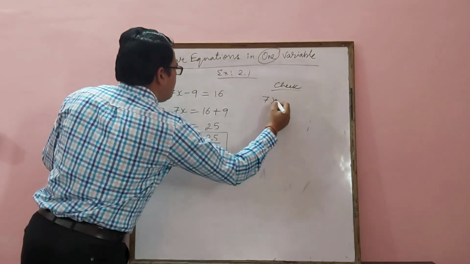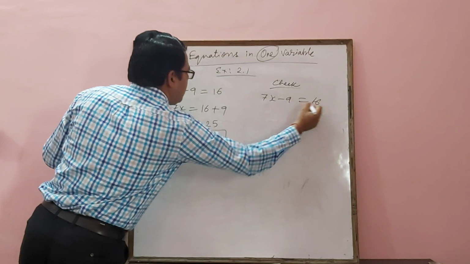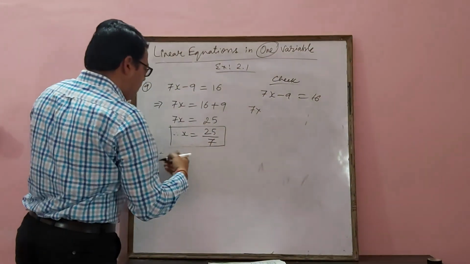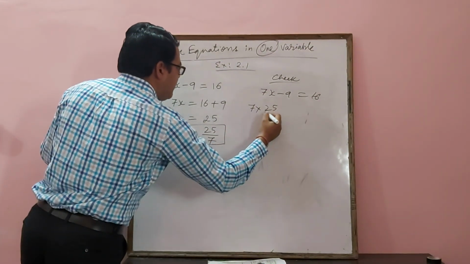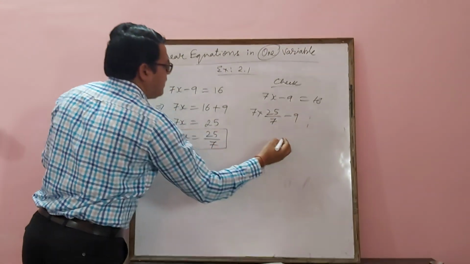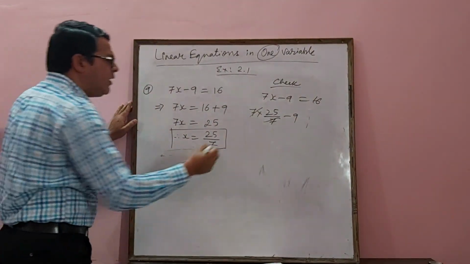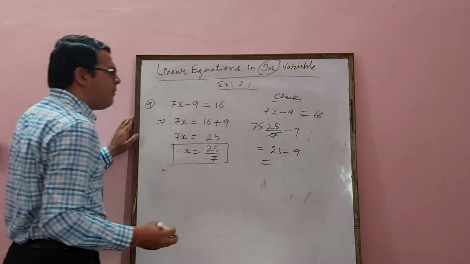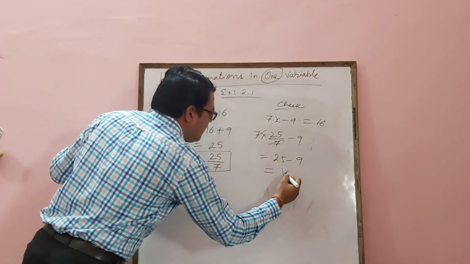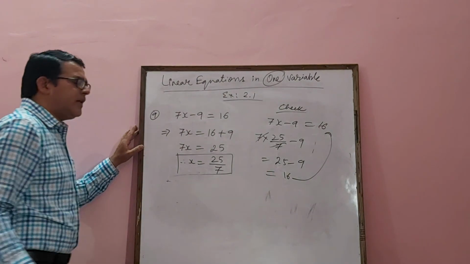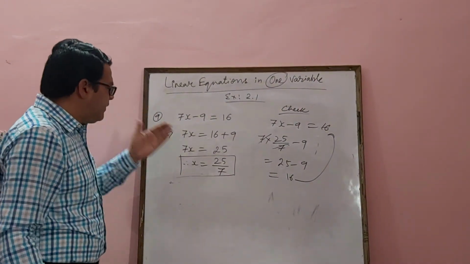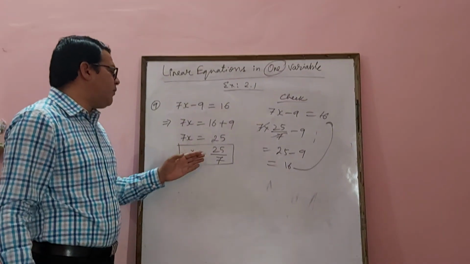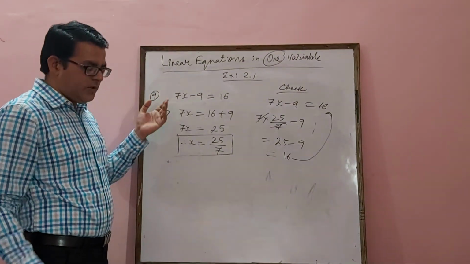See, 7x minus 9 equals 16. The value of x that we have is 25 by 7, so 7 times 25 by 7 minus 9. See, by 7 we can cancel this 7. Now 25 minus 9. What is 25 minus 9? It is 16, the value of the right hand side. It means x equals 25 upon 7 is the solution for this equation.